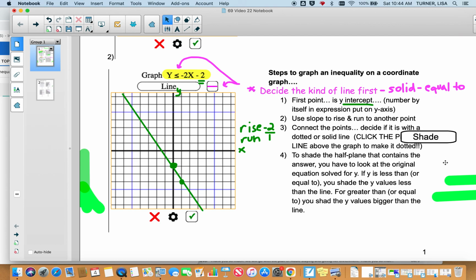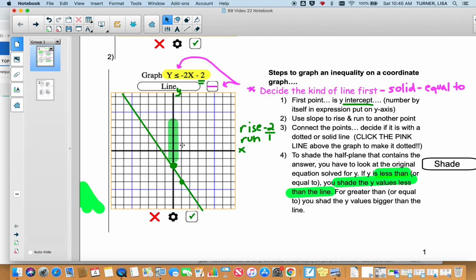And if you don't like your graph, you have to go back to toggle to line, all right? And again, this one is less than or equal to, all right? So we're going to shade the y values less than the line. So I take a look and I just look at the y values. Where are the y's? Because that's what it's telling me. Y. Where are the y's? So I look for the y-axis. Where's the y? And these are all the y values of the points, if you want to be specific.